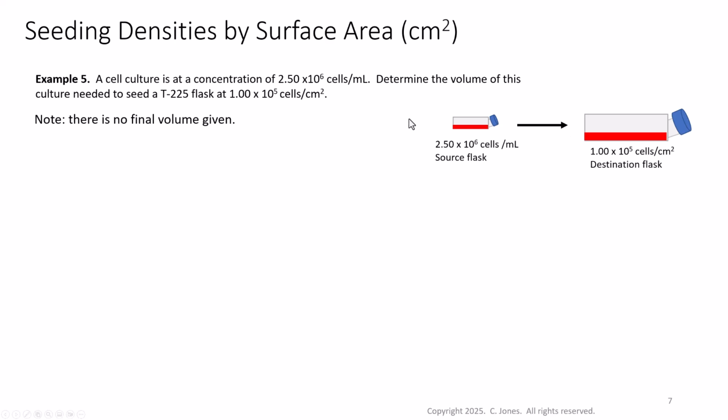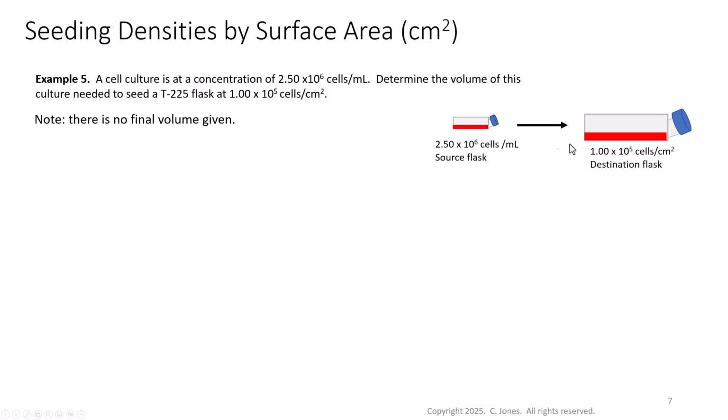Here's our source flask. Concentration is 2.50 times 10 to the 6 cells per mil. And again, just a reminder, we obtained this value by either manual or automated cell counting. So we had to remove some cells, count them, and determine the concentration. And now in the destination flask, we're talking about how many cells per square centimeter on the surface, because these cells are going to be adherent cells. They're going to attach to the surface.